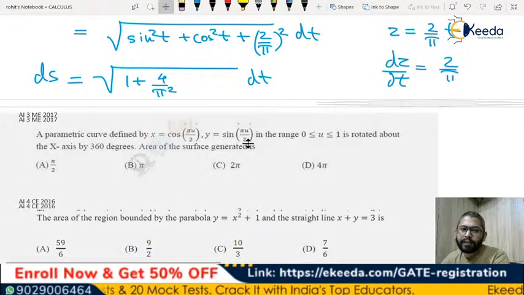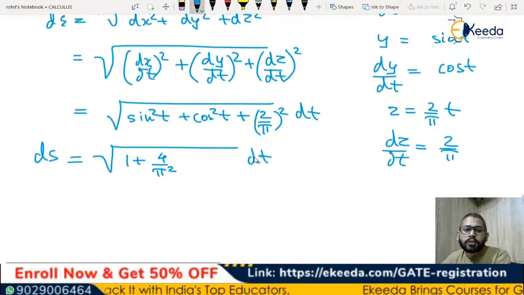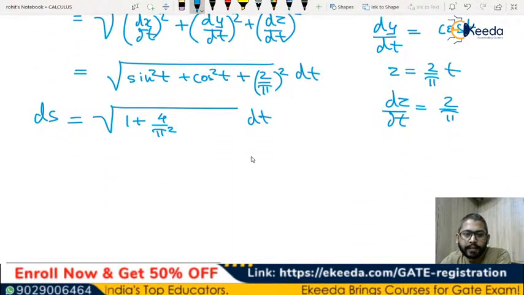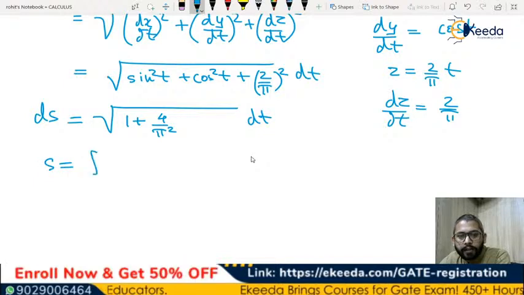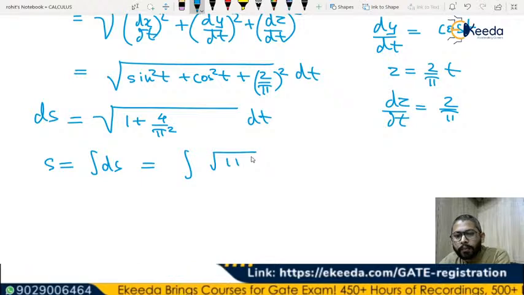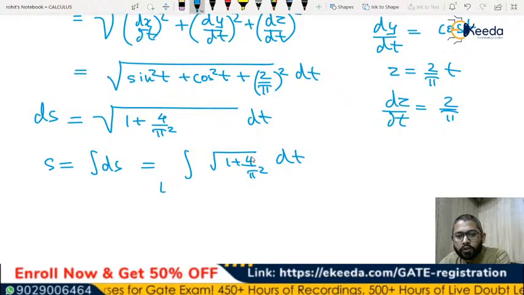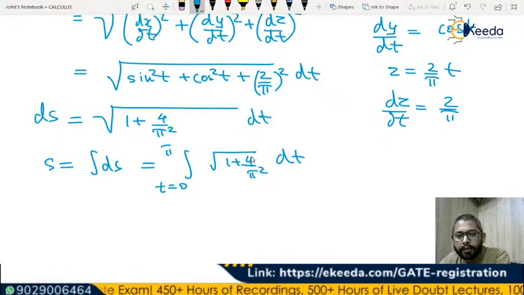That's it. So this is good that we have a constant here. We can take it outside if we have any calculations in between. So this ds is this. So the length of the curve is going to be integration of ds, which is integration of root of 1 plus 4 by pi square dt from t equal to 0 to pi by 2.